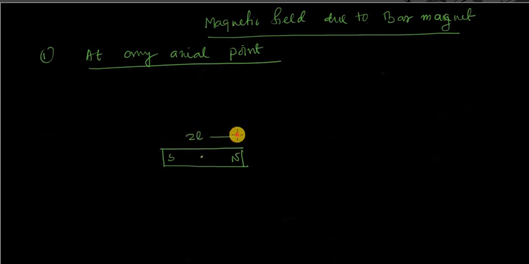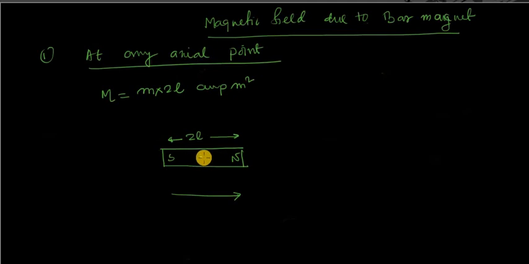2l, say 2l. So magnetic moment M is nothing but pole strength into separation, and its unit, as I told you in my first video, is ampere into meter square. And this magnetic dipole moment is a vector quantity and it is directed from south to north pole.